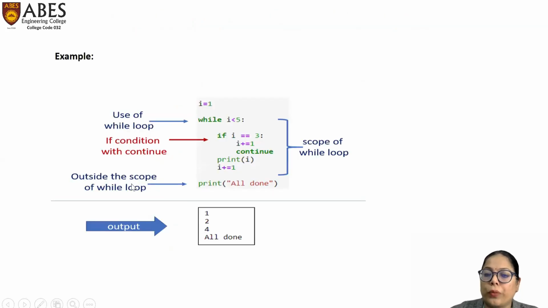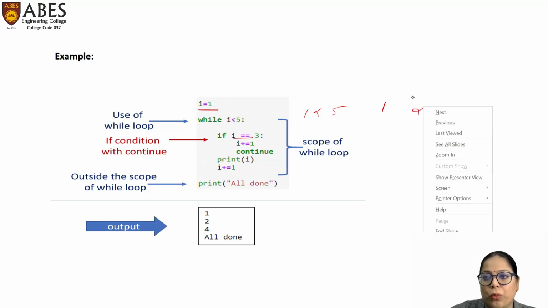Now we will see how it is working with an example. We have initialized the value of I equals to 1. Now 1 is less than 5, so condition is true. If I equals to 3, which is not the case, so this is not true, so it will not do this part, and it will print 1. Now, after printing 1, the value of I is incremented by 1, so it is now 2.